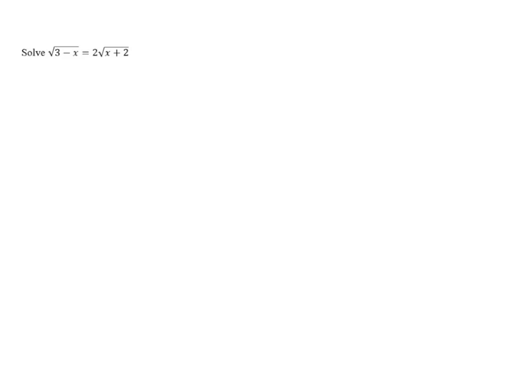Solve the square root of 3 minus x equals 2 times the square root of x plus 2. I'm going to rewrite this equation over here just to have a little bit more room to work with it. You'll notice that this is a little bit more complicated than the ones we've seen before, because here we have two radicals in the equation. But with an equation like this, we can still square both sides to get rid of the radicals.